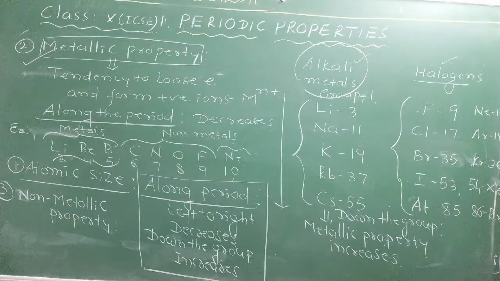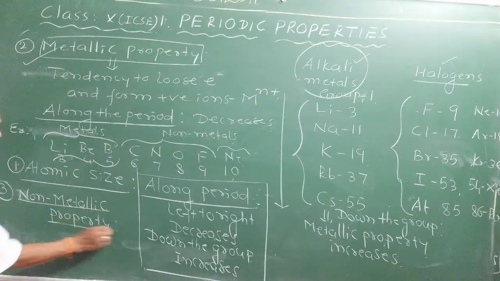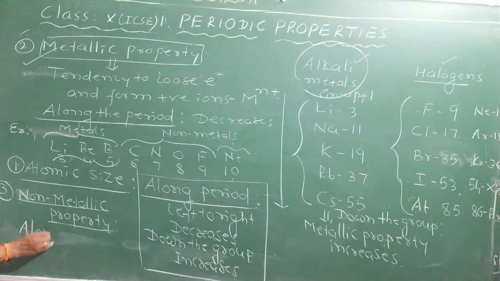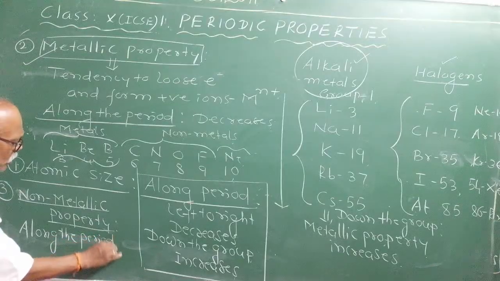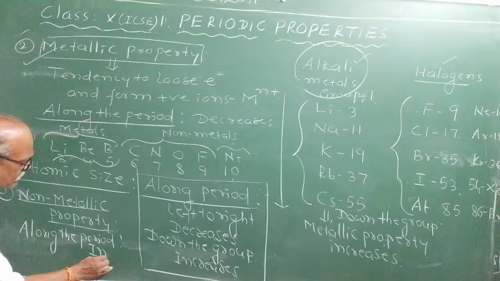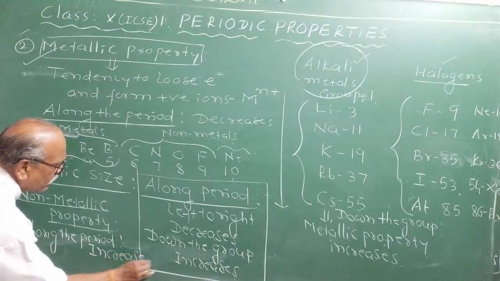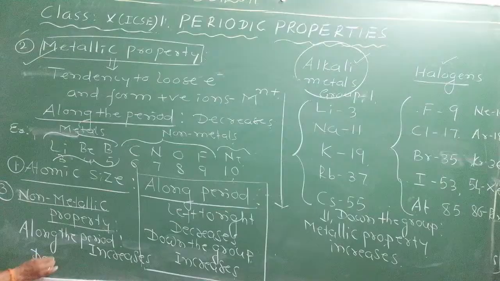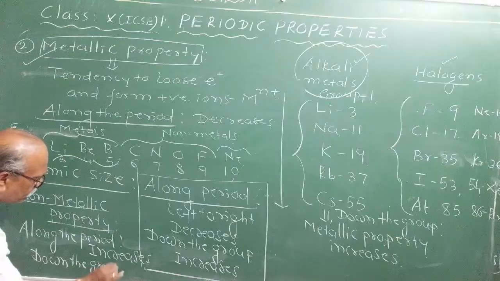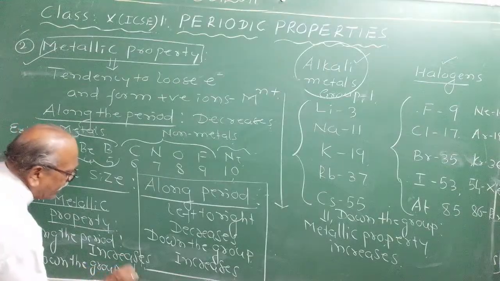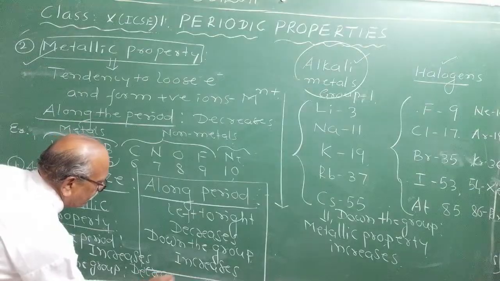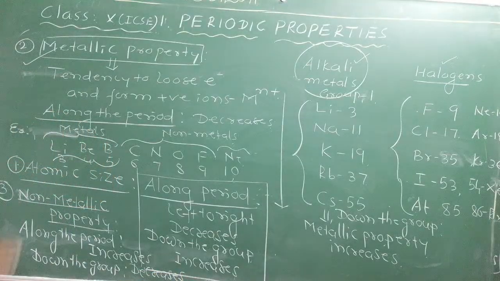So why is this happening? Non-metallic property along the period, what happens? Along the period, non-metallic property increases. Remember, down the group, non-metallic property decreases. We'll try to understand it logically. They will not ask you the values, but you are asked reasons.